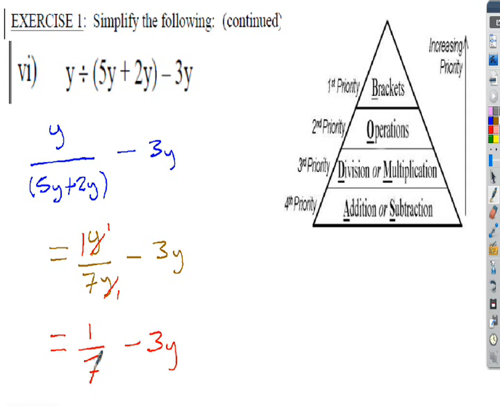These are not like terms. The 1 upon 7 is a constant, and we've got a variable here of the y, so not like terms. So there's nothing more we can do with that sum, and that's as far as we can simplify it.